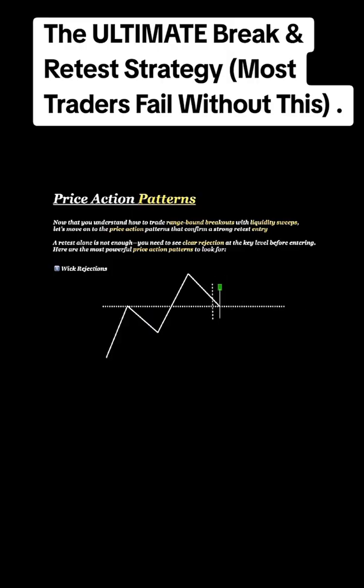Wicks show rejection. The market tries to push beyond a level, but price snaps back, proving that buyers or sellers are defending that area. It reveals liquidity traps. Smart money often sweeps stop losses before reversing, leaving a wick as evidence of trapped traders. The more wicks, the stronger the level. If price keeps testing a level but can't break through, it signals a high probability trade setup.